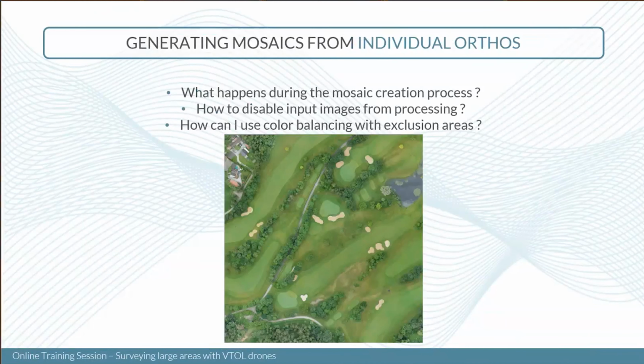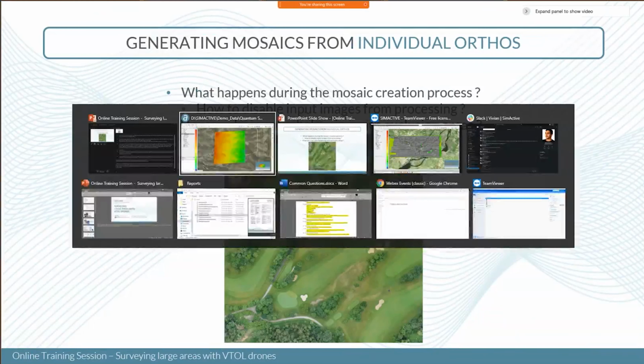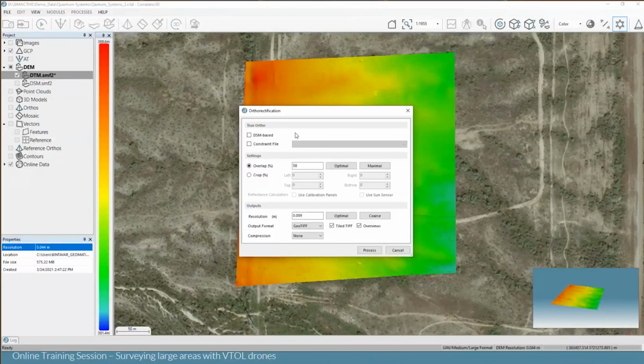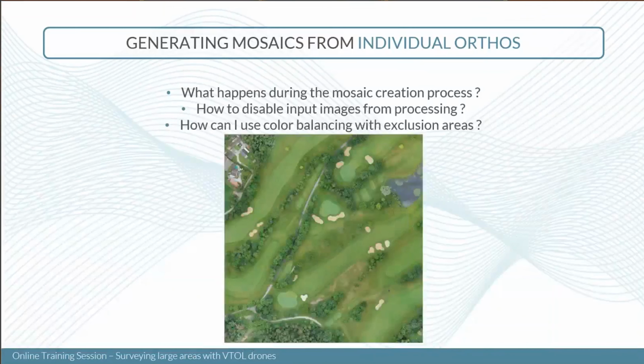So now generating the mosaic. So now that you have generated your surface model and your terrain model, you'll be able to generate a mosaic from the individual orthos. Once you have generated your DSM DTM, you'll be able to ortho rectify either over the DSM or the DTM by using this button here to do the ortho rectification.